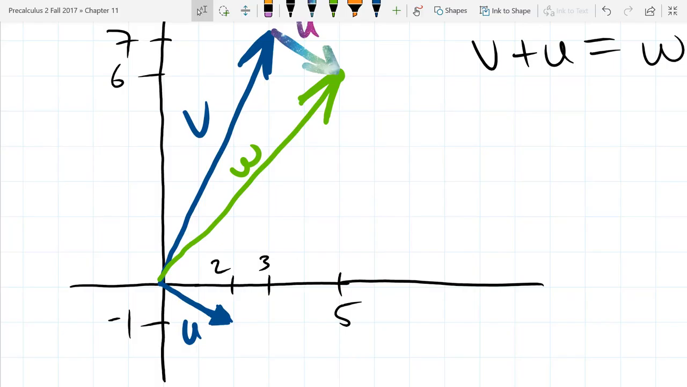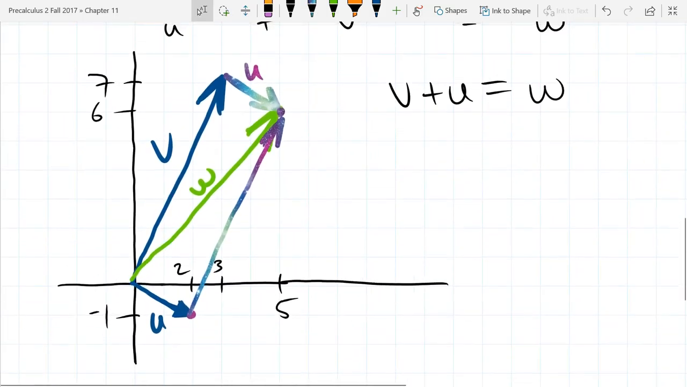So we're going to go across u, and then I'm going to take a copy of v and begin at the end of u. So v says go to the right 3 and up 7. I'm starting here, I'm going to go 3 to the right and up 7, and that lands me right where I want to be up there. I'm going to connect it with a relatively straight line, so not too many arrowheads converge in one spot.